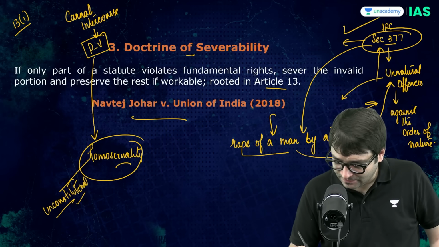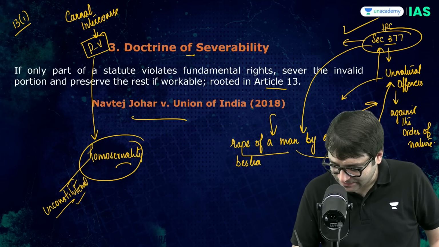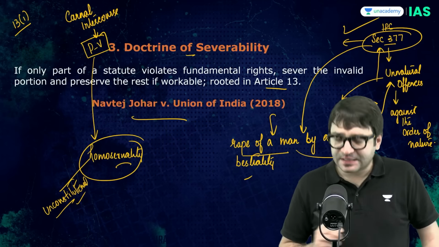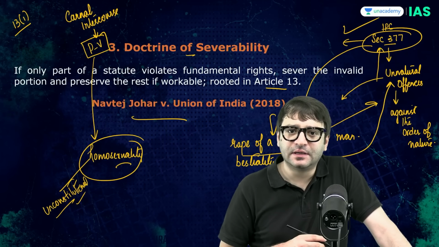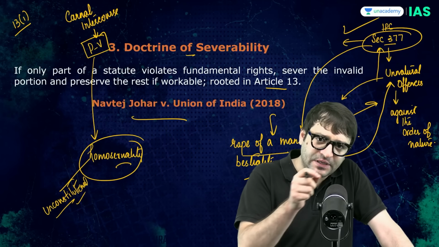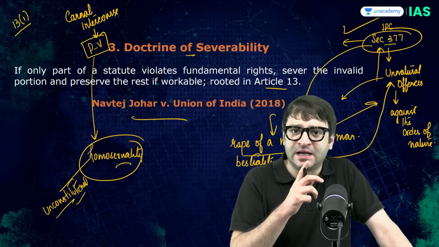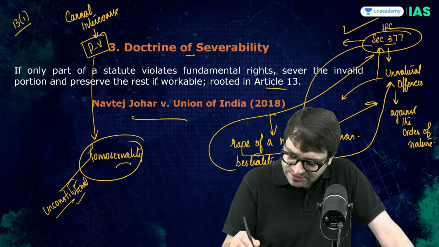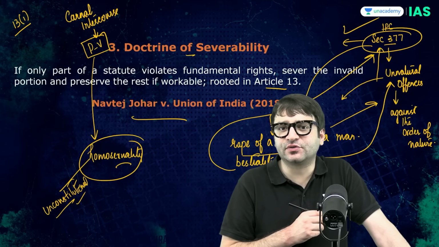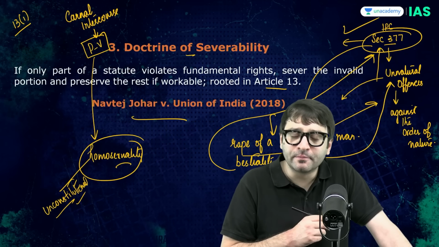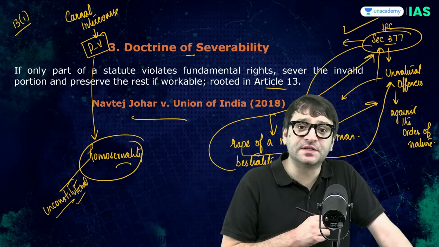Another offense, bestiality, sex with animals, for example. Animals do not give consent. So if there is a man committing sexual intercourse with an animal, bestiality, you will still be prosecuted under section 377 of the Indian Penal Code. Doctrine of severability.